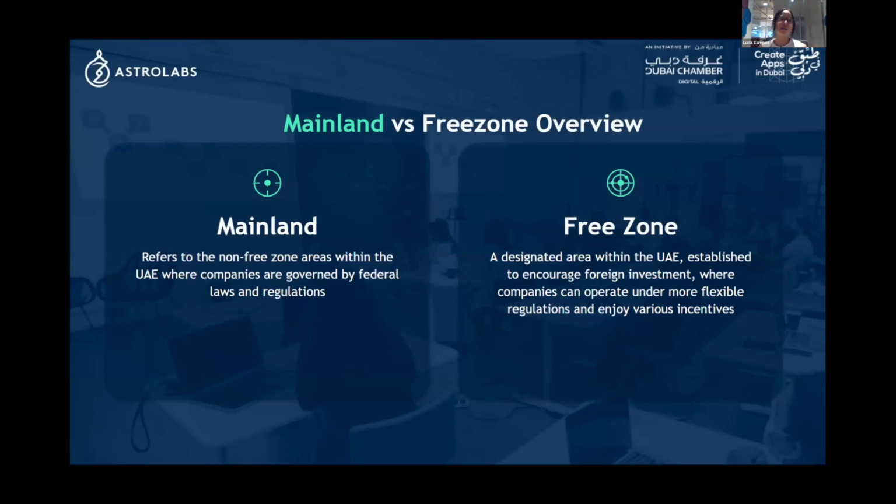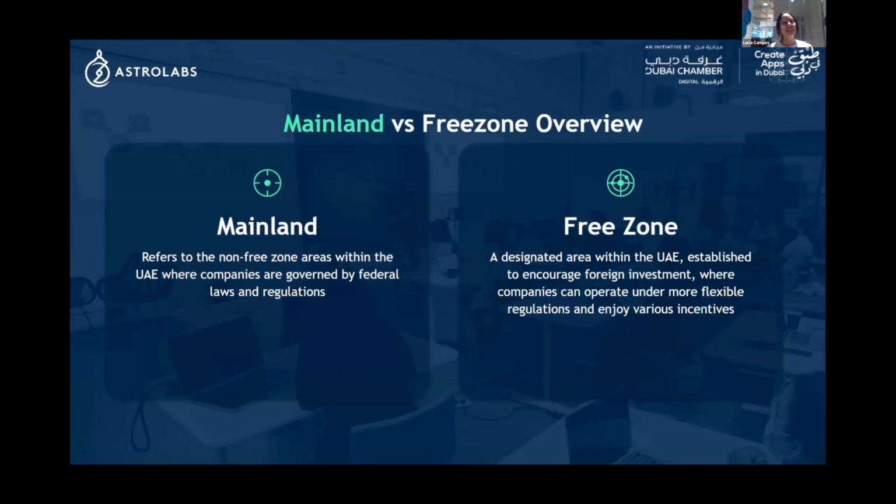So when we speak about mainland or onshore companies, these are non-free zone areas within the UAE where the companies are governed by federal laws and regulations. Now, a free zone is a special economic area designated in the UAE where companies can operate under more flexible regulations and they enjoy various incentives.